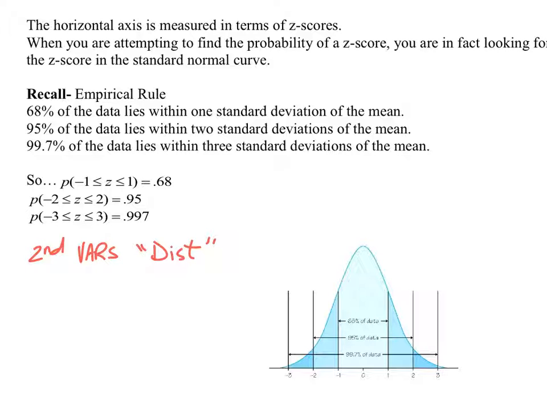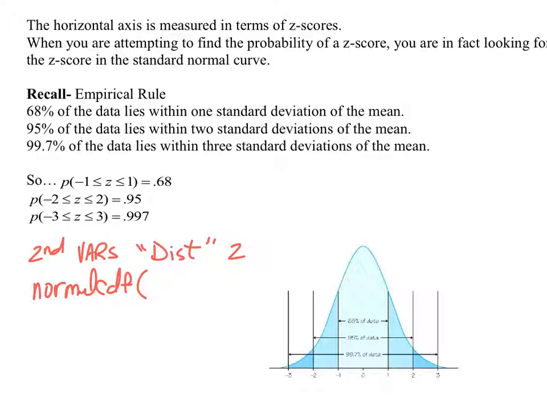Normal CDF, the C stands for cumulative. The normal PDF is probability density function. That gives us the height at any particular value, but what I want is the area over an interval. So what I want is option 2, which is normal CDF. It asks you for, well, I'll just show you, the lower bound, the upper bound, the mean, and the standard deviation.